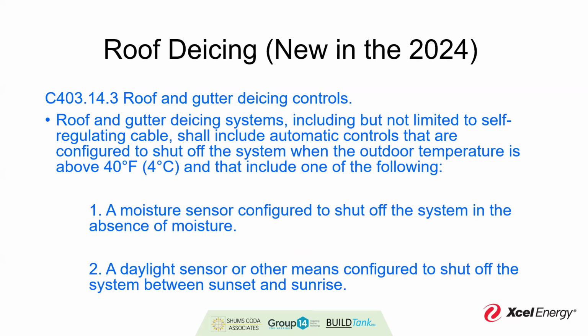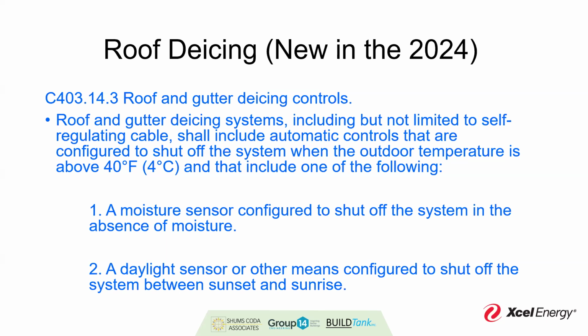Now, roof de-icing was actually added. It was a local homegrown code change. This one came from the Colorado chapter of the ICC, and specifically somebody from, I believe it was a plans examiner named Nick from the city of Aspen. And so basically what they identified is, hey, people are running their heat tape systems, things like that, year round.